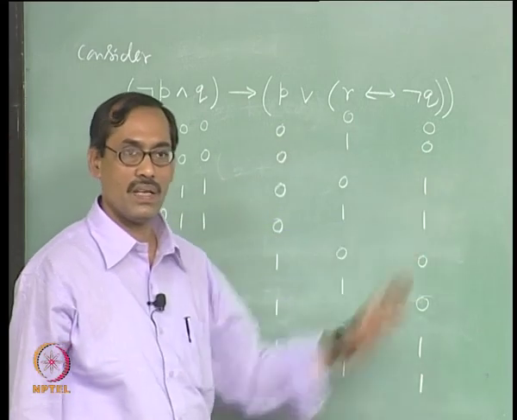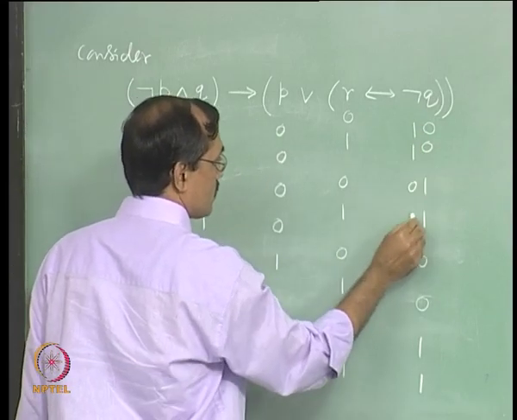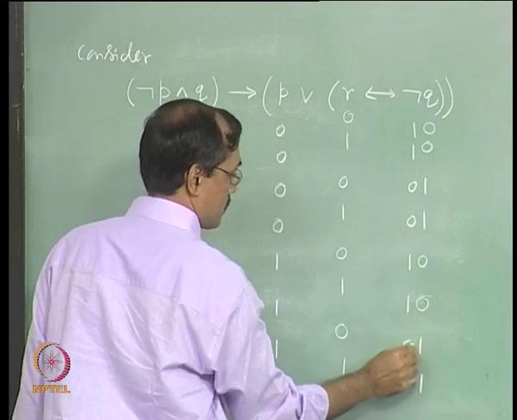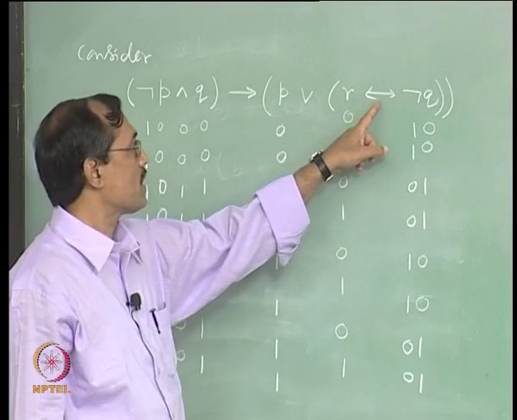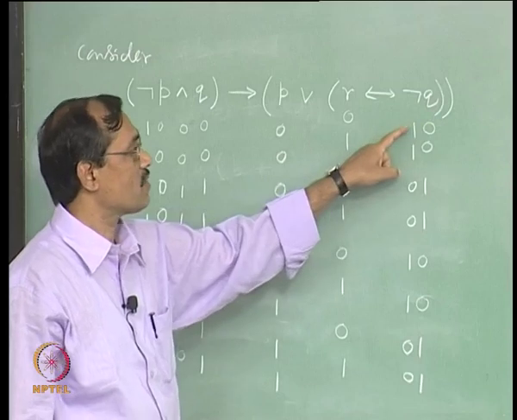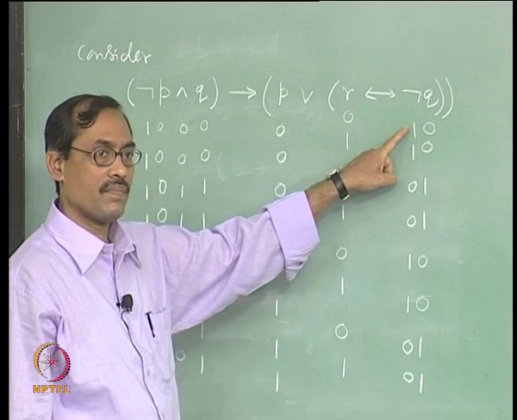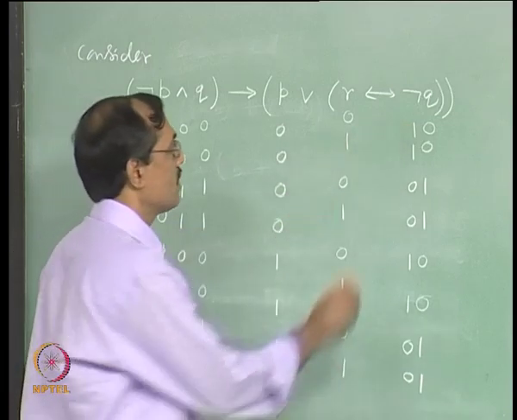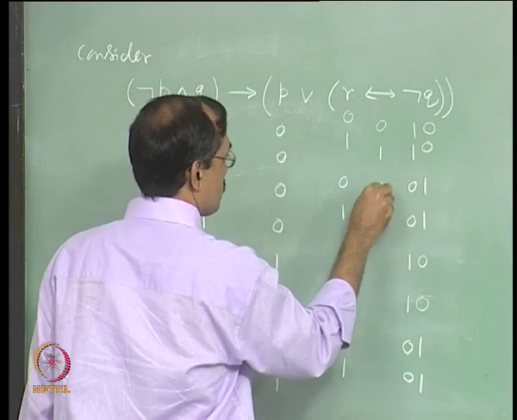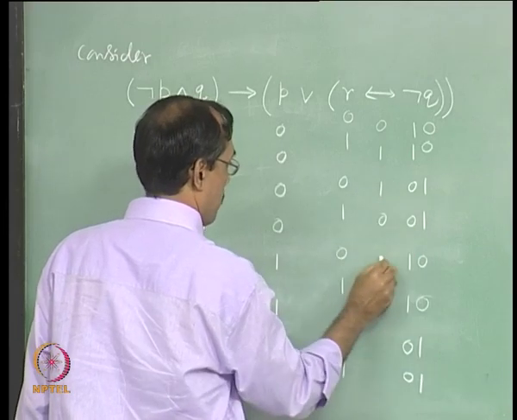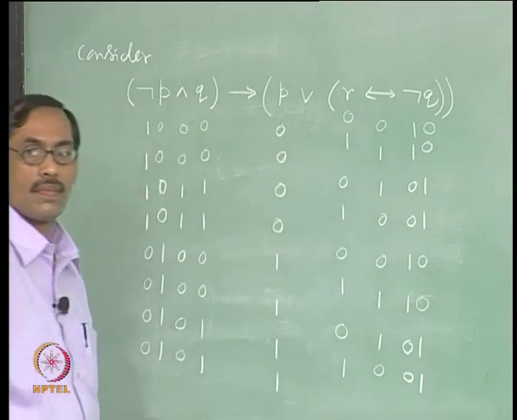Next, I have to do similarly here. Now, first not q, so that changes the truth values. Okay. Now, if and only if between this column and the last but one column, that is your not q. So, that becomes 1 when they are same, otherwise they are 0. So, this becomes 0 and 1, that gives 0, 1 1 is 1, 0 0 is 1, all right.